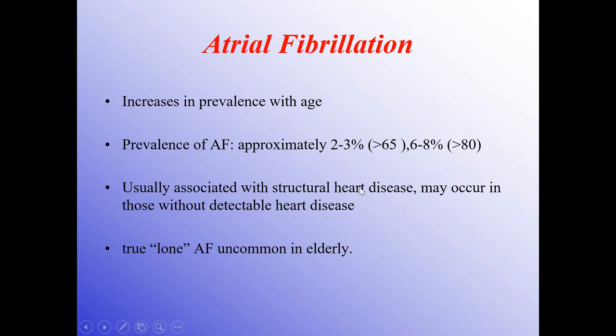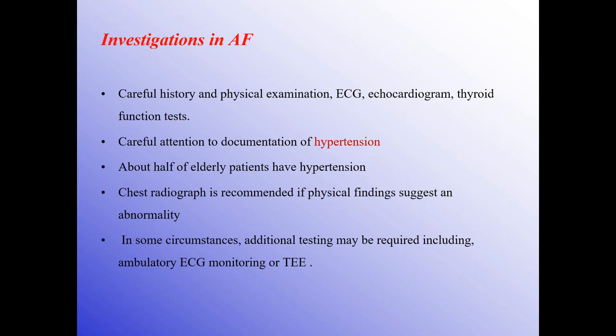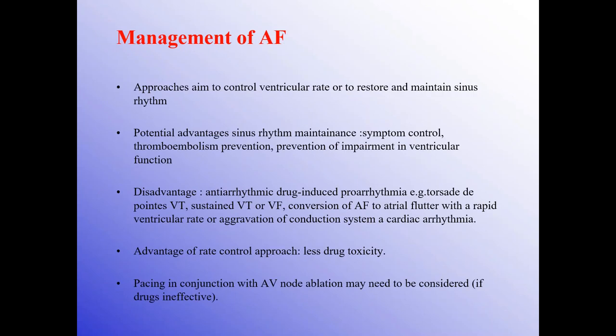So its prevalence increases with age, because atrial fibrosis increases. It's usually associated with structural heart disease. It may occur even in a totally normal heart, which is known as lone AF. What is important in a patient with AF is to see the ECG, echo, make sure that the left atrium does not have a clot, and make sure there is no history of hypertension, so that you are able to take care of the stroke risk with atrial fibrillation.